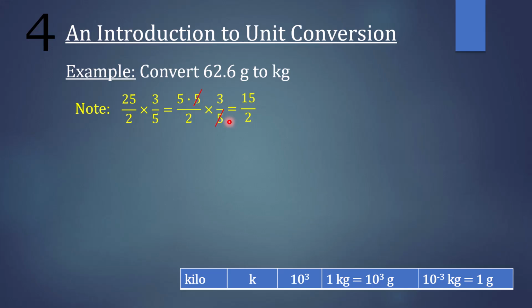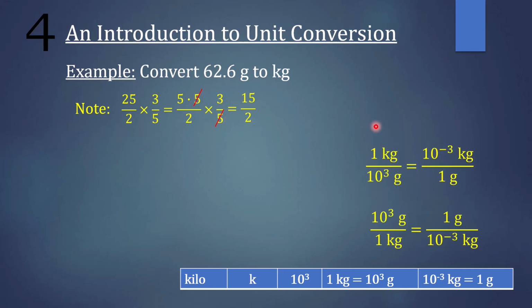I'm going to go ahead and rewrite the same conversion factors that we just had in the previous table, on the previous slide. And I'm going to take the 62.6 grams and multiply that by 1 kilogram to 10 to the third grams. Now, if you're wondering why I'm using this conversion factor and not this conversion factor, notice I want grams to be in the denominator since I already have grams in the numerator.